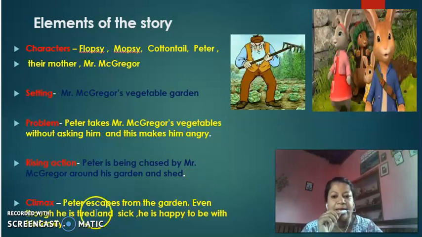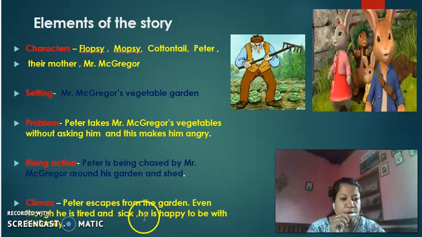The climax is the most exciting part of the story. This is where the problem is solved. Over here you find that Peter escapes from the garden. Even though he is very tired and he's sick, he reaches home, and he is so happy to be with his family. You will find a change in Peter over here. From being the very naughty rabbit he is, he changes into a more matured rabbit.